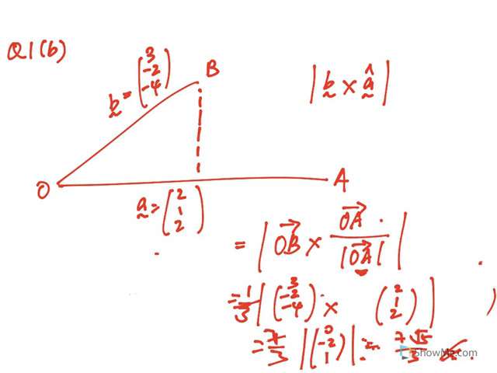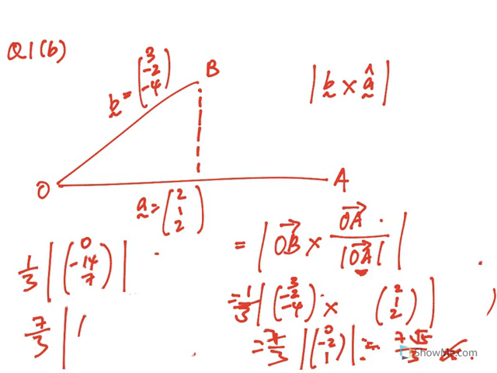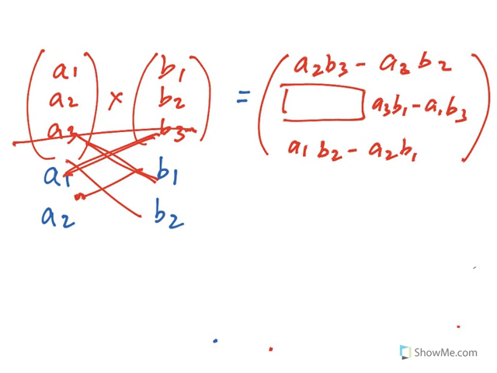Because it's a scalar, the scalar can pull out. You can end up with 1/3 of (0, -14, 7), or you can end up with 7/3 of (0, -2, 1). Both are the same, because a scalar can pull out. Okay, then that's for part B.